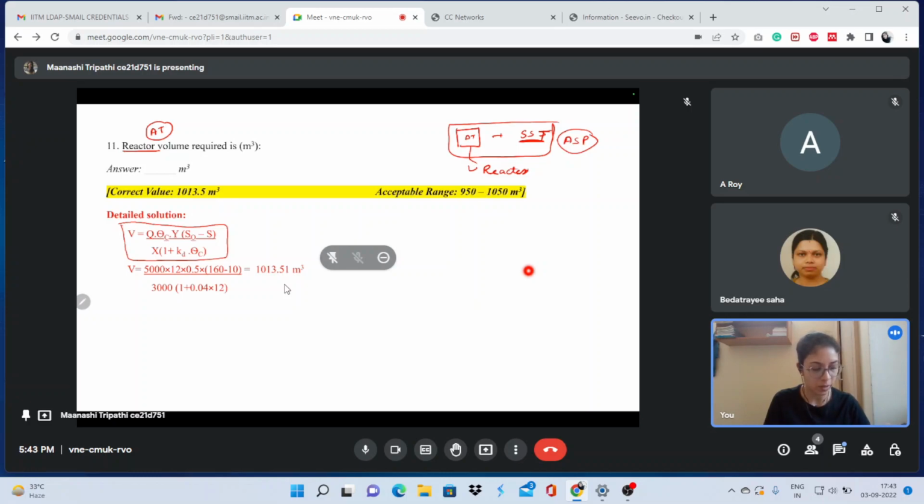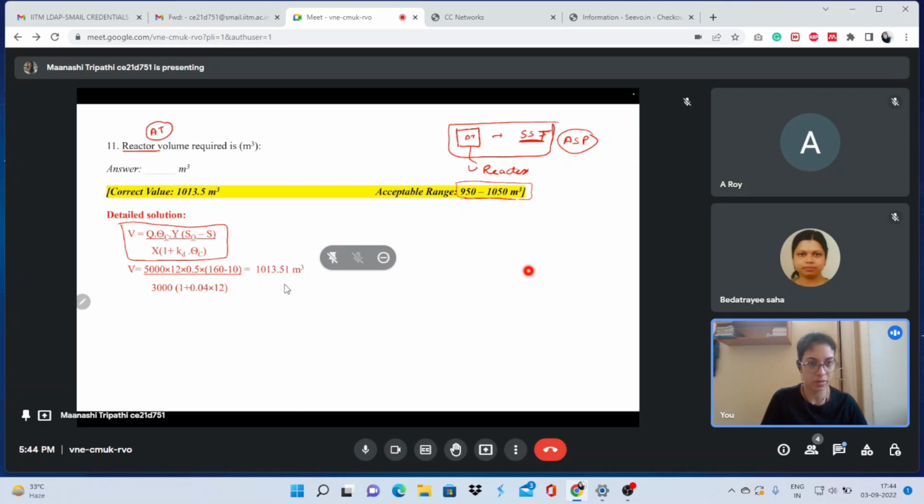Please check this calculation. As you can see, the acceptable range is very large. So there won't be any scope for mistake if you are putting the formula right, even if you are using the round off value. We have a good acceptable range, and this kind of range will be given in the examination.